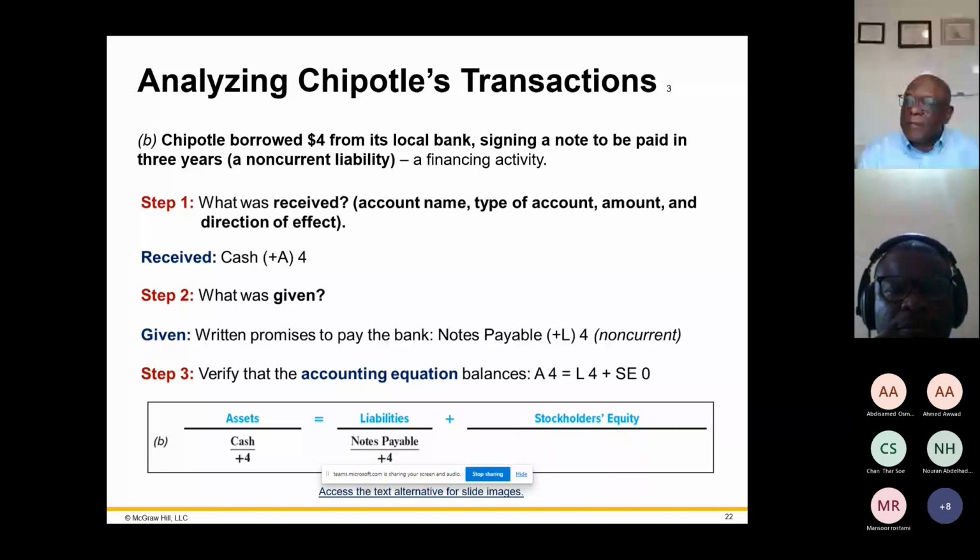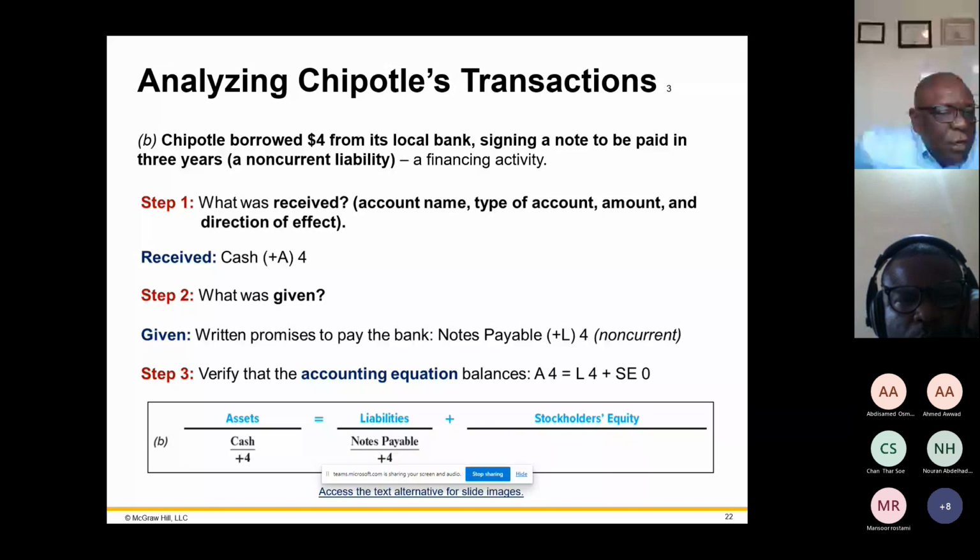You can see that in any given transaction, two accounts must be affected. Who knows what else is affected? Current account. Current account, that is the account there. That is for the bank. But for the company, there are two accounts affected because they were given $4 cash. So the cash account is one of the accounts that is affected.